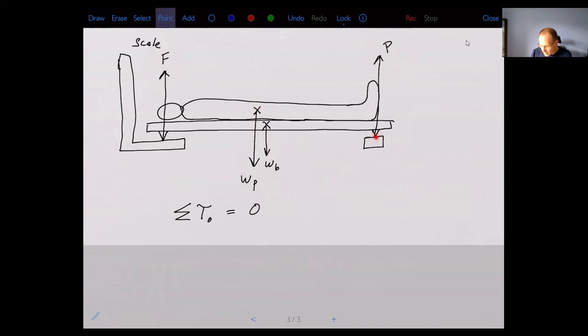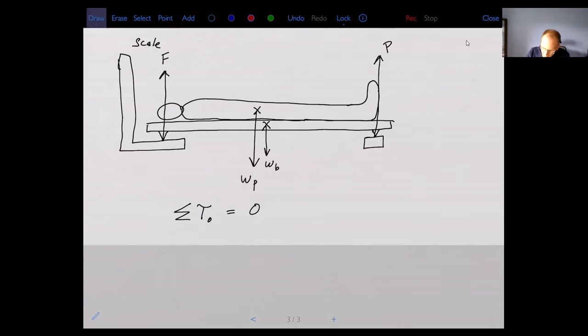Because I can't measure it. I don't have a sensor there. I don't have a transducer there or anything to measure that force. So I would like P not to appear in my torque equation. I don't want P to appear in my torque equation. So where can I put the axis of rotation so that P does not appear in my torque equation?